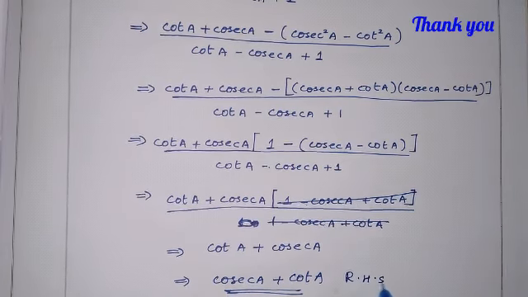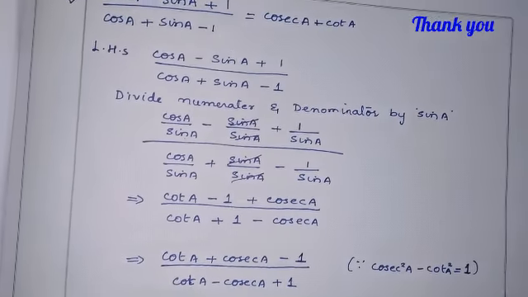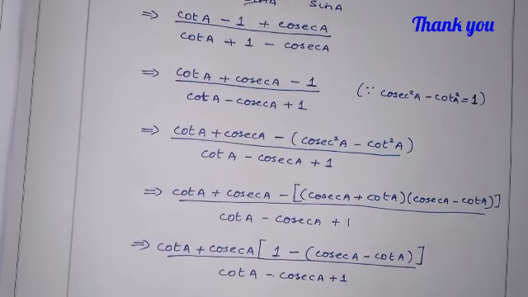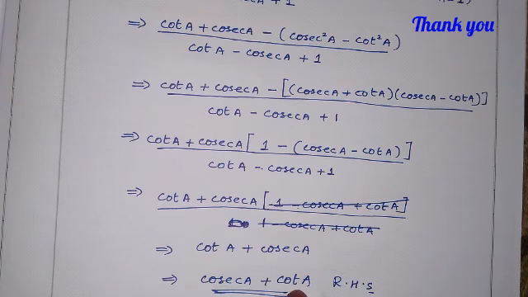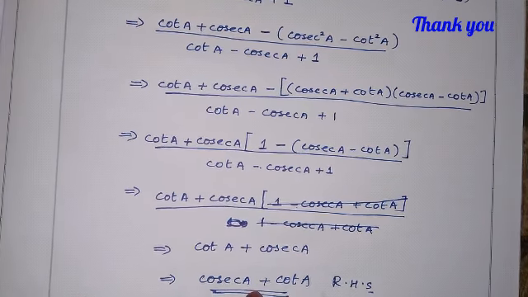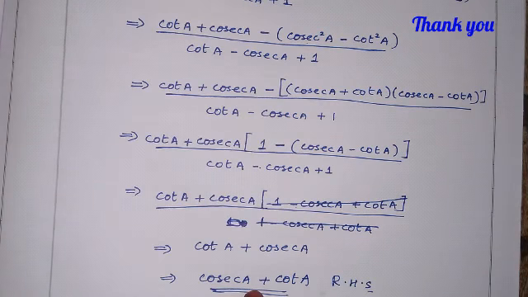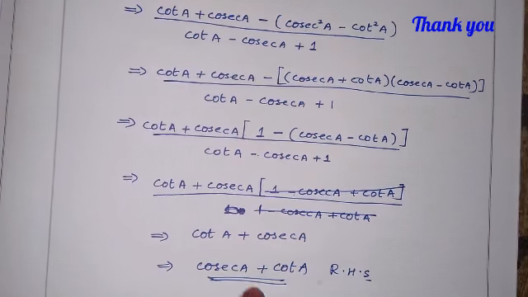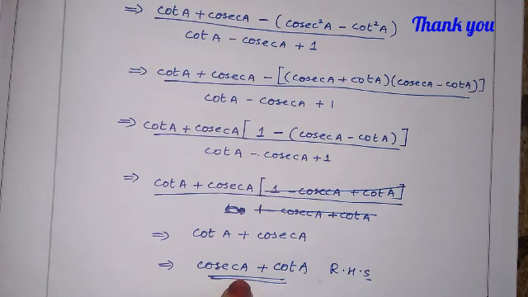We got the answer. We can see one more time: cosec A plus cot A is what they told us to prove, and I have clearly shown how we have done each step. So we can see cosec A plus cot A. If you are confused, you can watch again from the beginning to understand it well, because I have clearly explained each step. If you see this 2-3 times, you will understand it well.